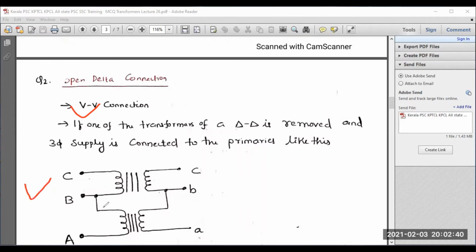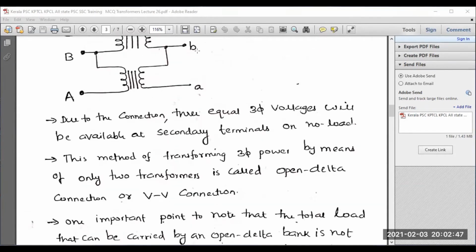So this is a circuit diagram, a symbolic diagram for open delta. This is the way to represent open delta. A few more things you have to remember about open delta. Due to the connection, three equal three-phase voltages will be available at the secondary terminal on no load. Okay, that is one fact.